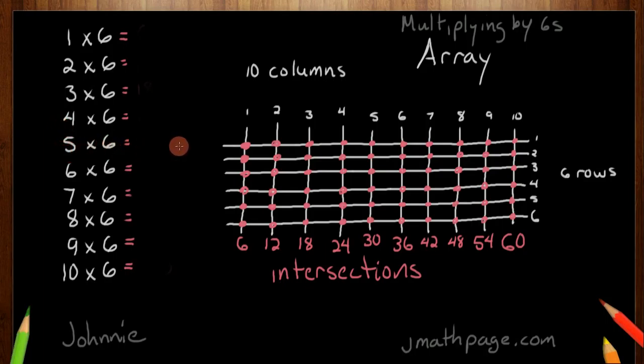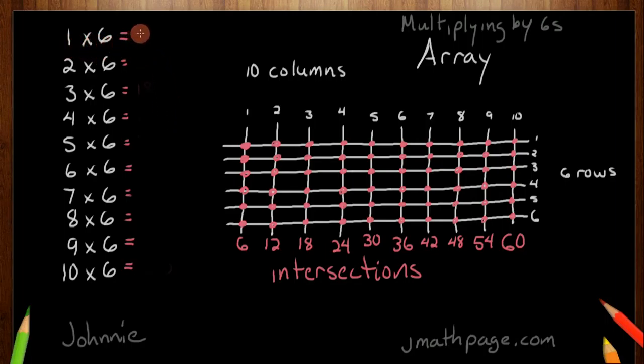Let's start here. 5 times 6 equals. 6 times 6 equals. 4 times 6 equals. 7 times 6 equals. 3 times 6 equals. 8 times 6 equals. 2 times 6 equals. 9 times 6 equals. 1 times 6 equals. 10 times 6 equals. Okay, I'm going to write them in, so check for yourself now.